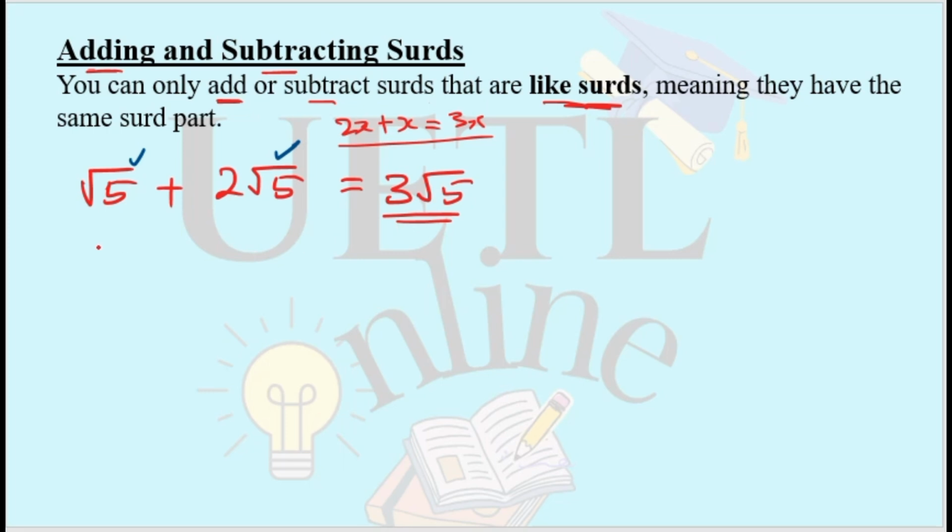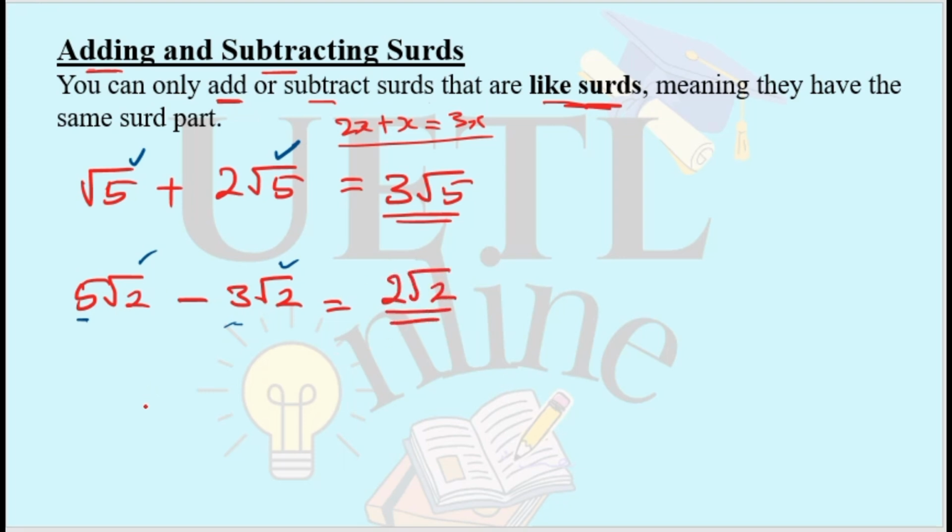Now let's talk about subtraction. Let's say you have 5 root 2 subtract 3 root 2. It's easy as that. You have to make sure that this surd part is the same. This surd part is the same. After you find out it's the same, you simply subtract the whole numbers. In this case it's 5 minus 3, so it becomes 2 root 2. This is your answer.